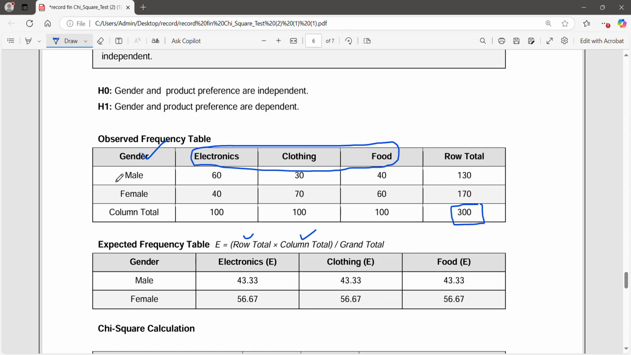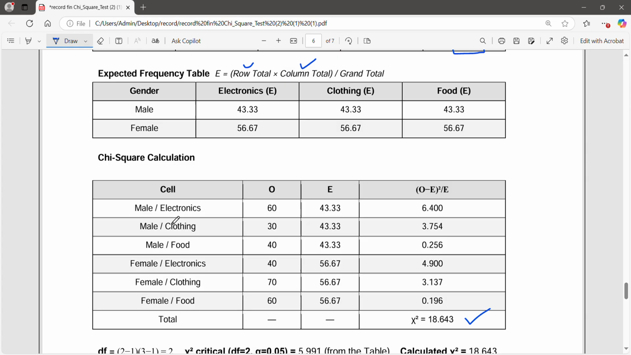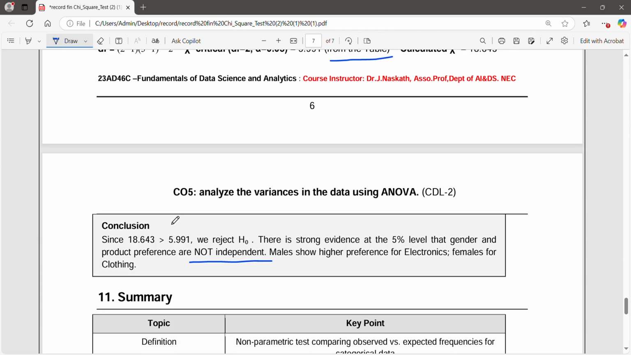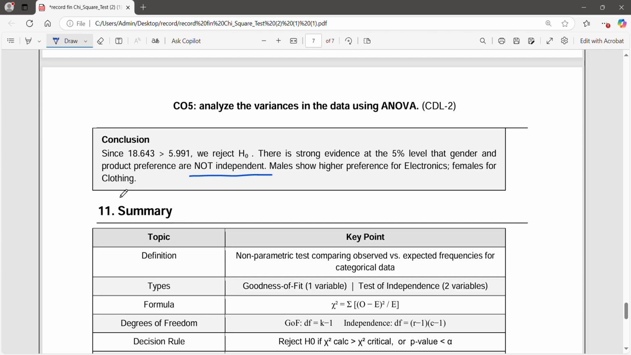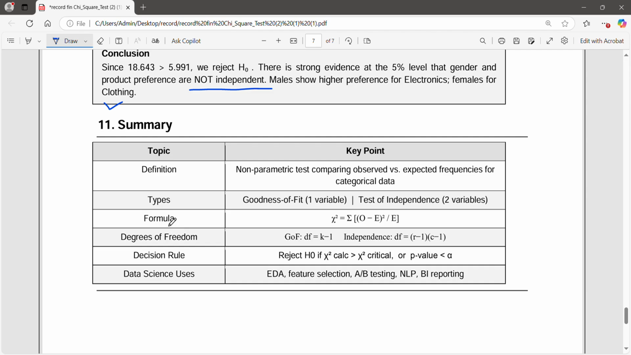Finally, to summarize: males give high importance to electronics items, unlike females, because females give high importance to clothing related products.